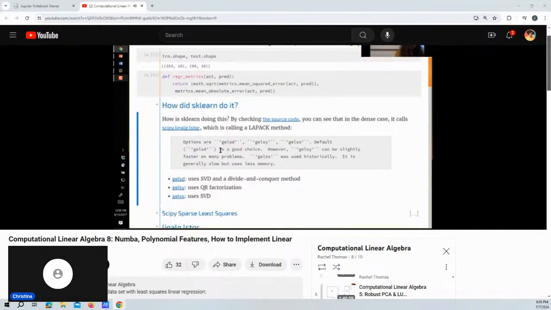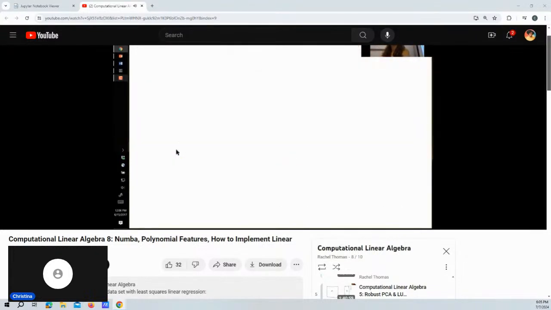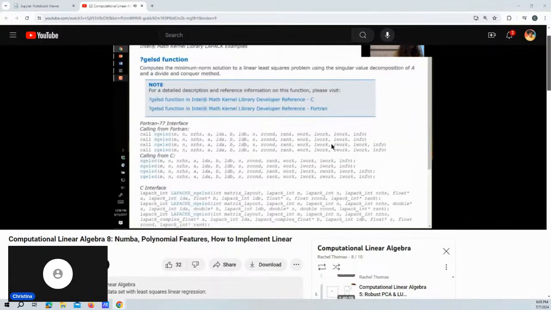The information we have is options, and this shows up in the comment at the top. The options are GELSD, GELSY, and GELSS. The default is GELSD. However, GELSY can be slightly faster. GELSS was used historically. It's slow but uses less memory. So this can be helpful to read, and this is something that we could override if we still wanted to be using SciPy's least squares, but wanted it to use a different method at this low level. I think it's interesting to see that SciPy has at least two main options. It's not necessarily using the same algorithm all the time.